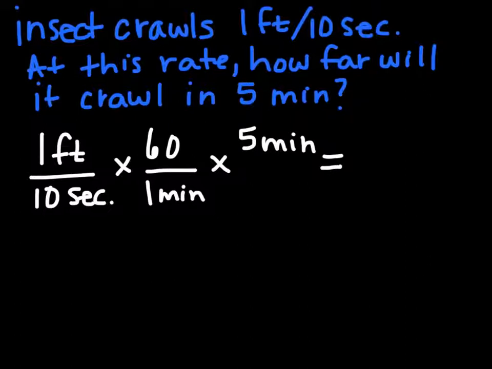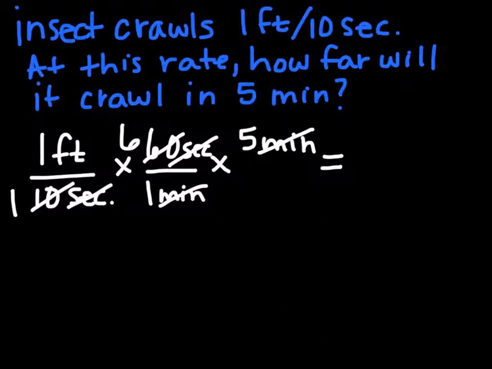Now we multiply this all out, cross-reducing where we need to. So here we can cross-reduce. Our seconds are eliminated. We can cross-divide here by 10, giving us 1 and 6. We can also eliminate our minutes here, leaving us with 1 foot times 6 times 5, which gives us an answer of 30 feet. So the insect crawls 30 feet in 5 minutes.